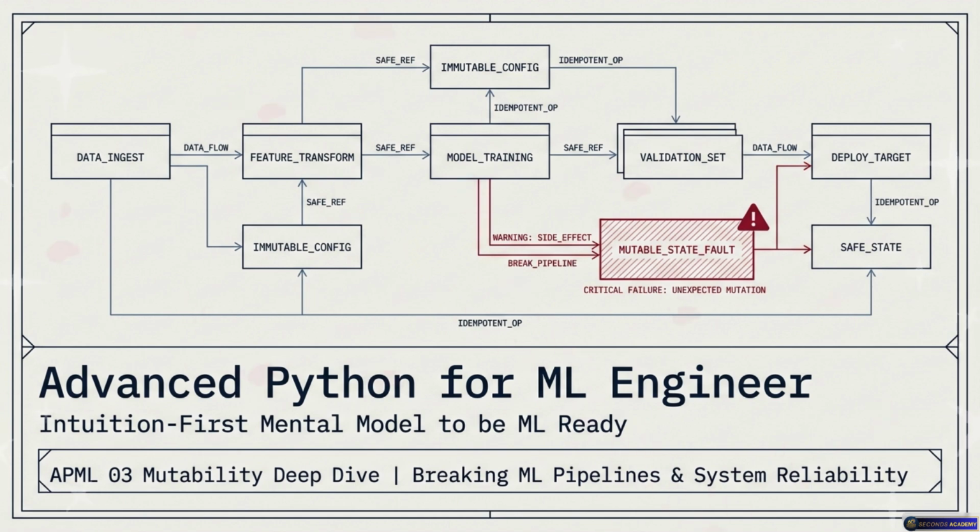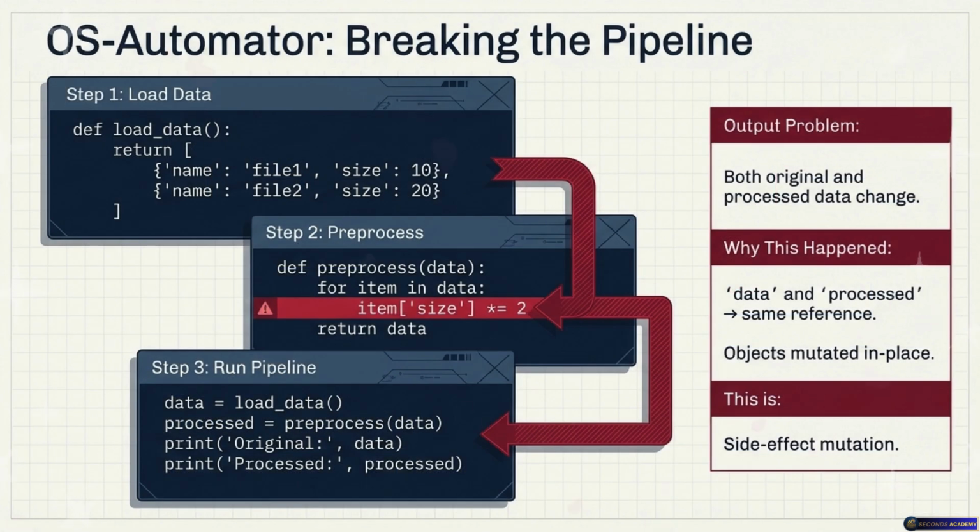So let's introduce a mock project. We'll call it OS Automator to demonstrate how this breakage happens. We are building a tiny pipeline. Okay, let's hear it. Step 1, you load some data. You have a list of file sizes. Say file A is 10 megabytes and file B is 20 megabytes. So the original raw data is sitting in the system's memory, just ready to be processed.